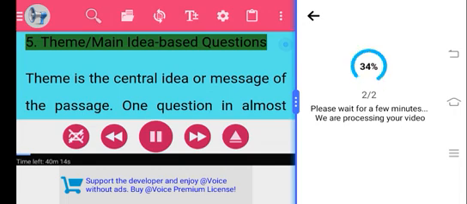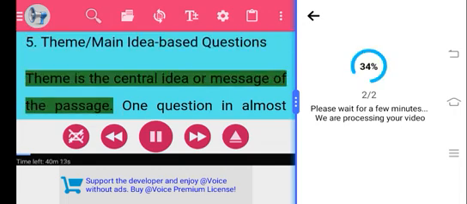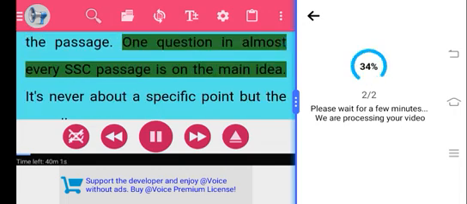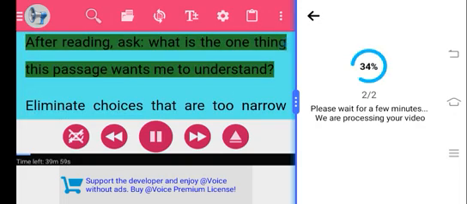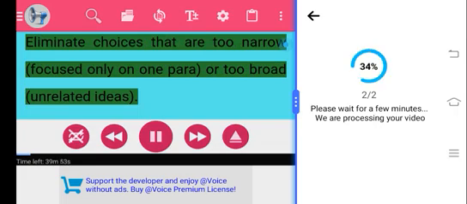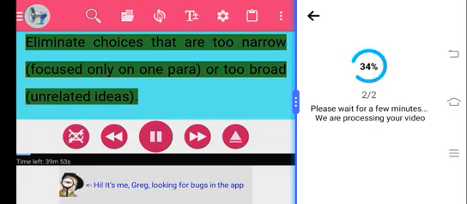5. Theme, main idea based questions. Theme is the central idea or message of the passage. One question in almost every SSC passage is on the main idea. It's never about a specific point but the overall essence. To solve: after reading, ask, what is the one thing this passage wants me to understand? Eliminate choices that are too narrow, focusing only on one paragraph, or too broad, with unrelated ideas.